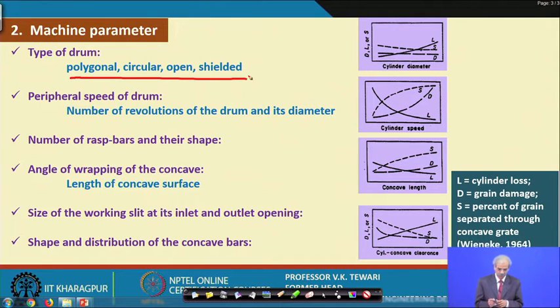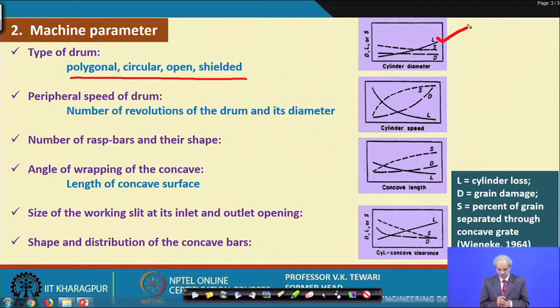Now, let us have a look at all these parameters of the D, L and S, which we have seen: the cylinder loss, the grain damage and the percent of grain which is separated, and the cylinder diameter. As the cylinder diameter increases, generally there is no difference in the D and S, that is, the grain damage and the percent grain separated. But the losses, if the cylinder diameter increases, are on the higher side, as it is shown in this particular graph. Similarly, when you talk of cylinder speed, what happened to the cylinder speed?